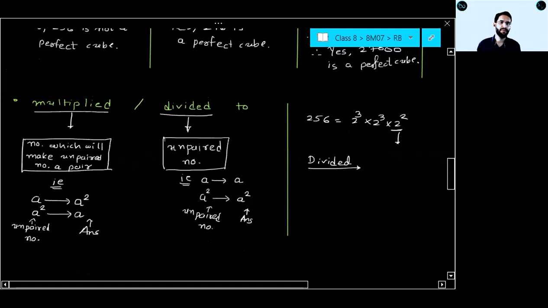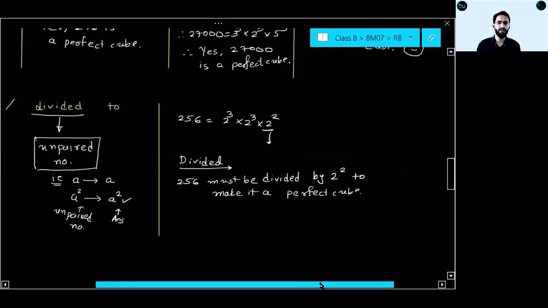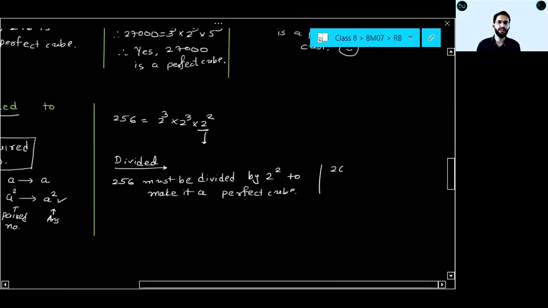Observe this table. For divided, what should be your answer? For divided, your answer should be A square, right? So 2 square. Therefore 256 must be divided by 2 square to make it a perfect cube. And what will be the perfect cube? See here.